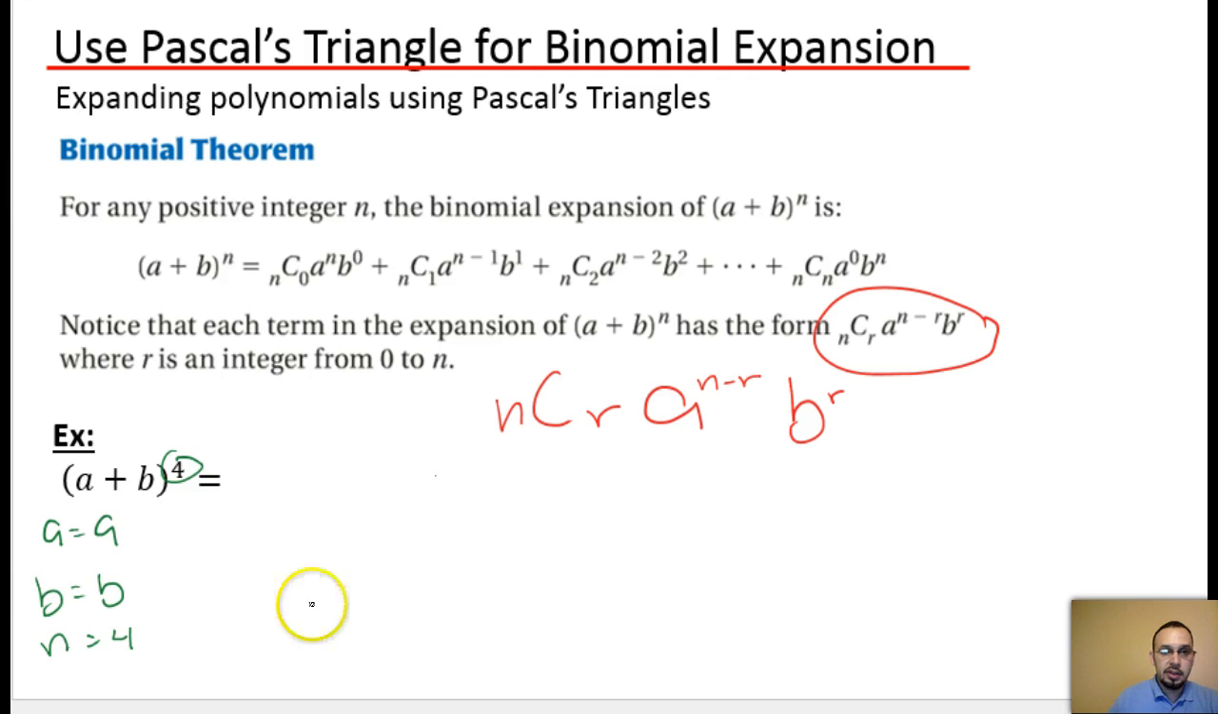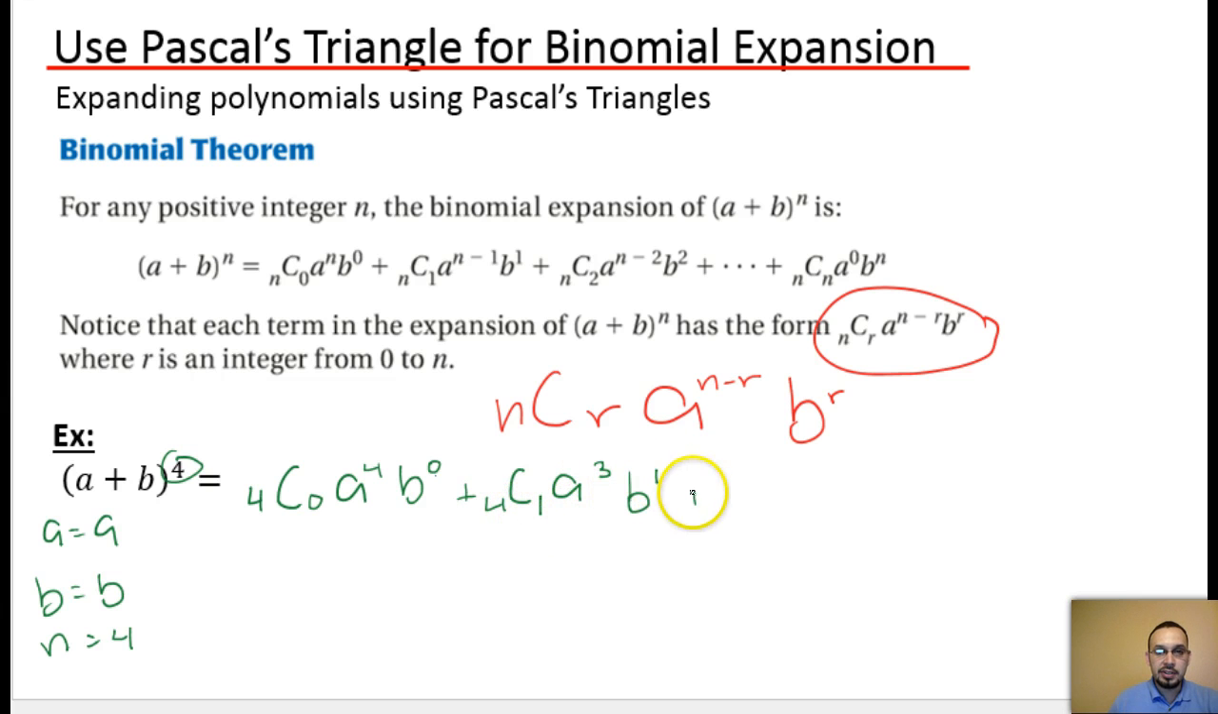So here we go. We have to start with 0. So we start with n is 4. So 4 choose 0, our a value is just a to the 4 minus 0, which is 4, and my b is going to be to the 0. Plus my second iteration, 4 choose 1, a to the third power. I'm subtracting these two to get that 3, b to the first.